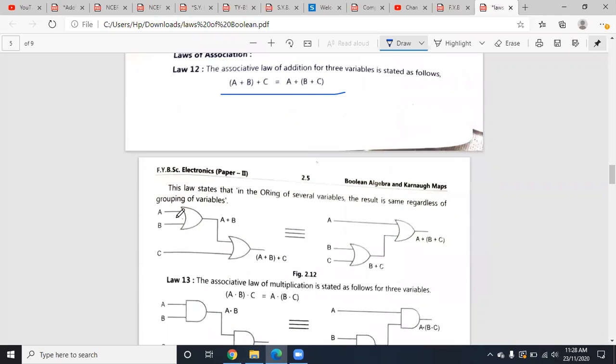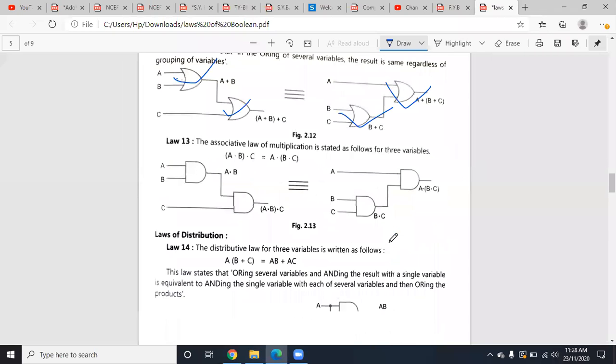It will not be a NOT gate. It will be OR gate only, because we have to perform addition, right? And for addition we are using the OR gate. Two OR gates will be there. Similarly here also we have two additions. So again we need two OR gates, right?